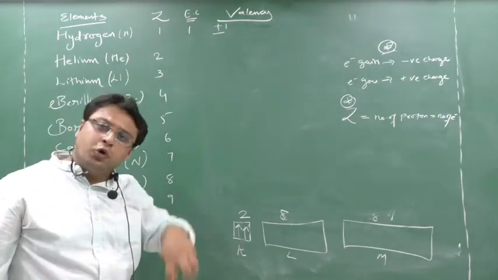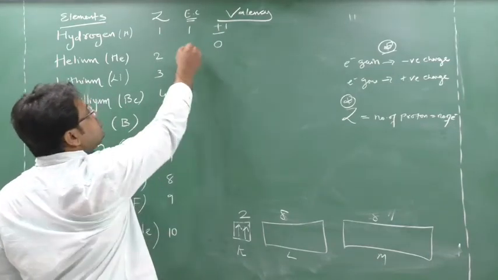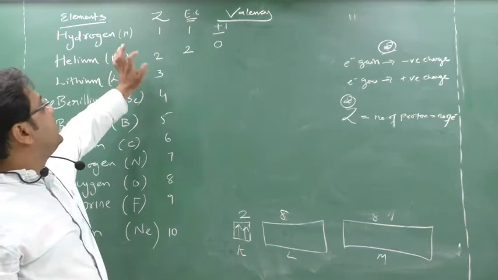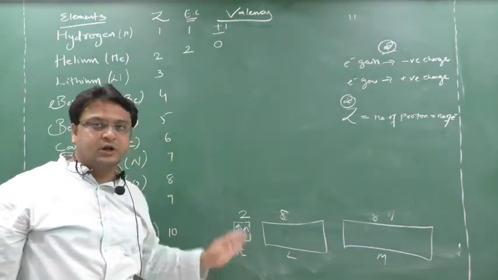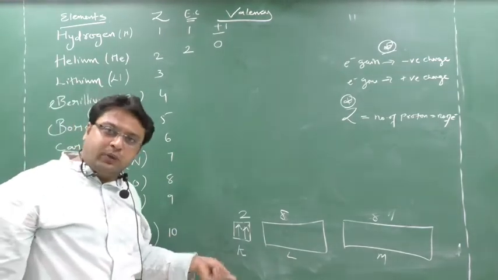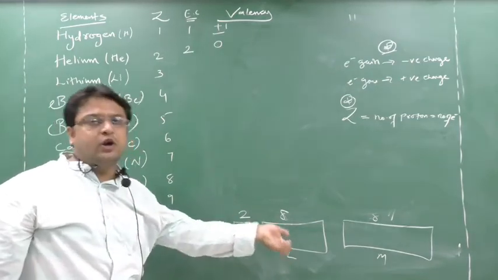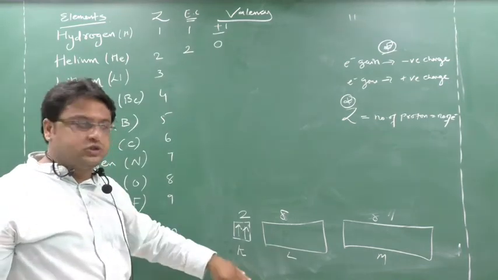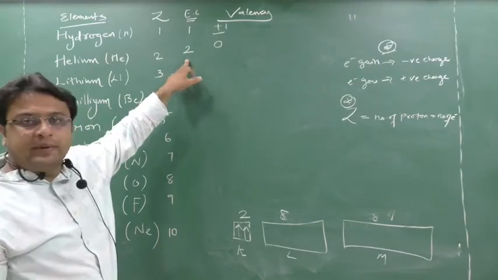No going, no coming, means valency will be 0. So what is the electronic configuration? 2, because here 2 is satisfied. See, helium has 2 electrons. It comes to the hotel. The first room requires how many persons? 2 persons, and there are 2 in helium. So in the first room 2 are required, 2 are there. So helium will not lose or gain, because it has 2 and requires 2. So no gaining, no losing, means 0. So the valency will be 0, and the electronic configuration will be 2.